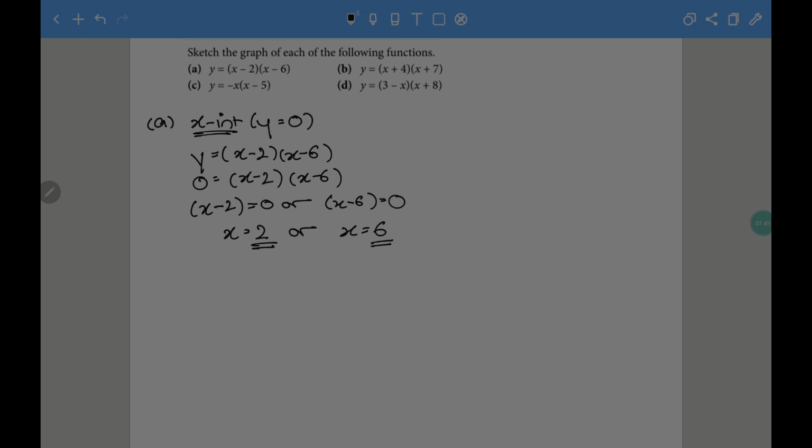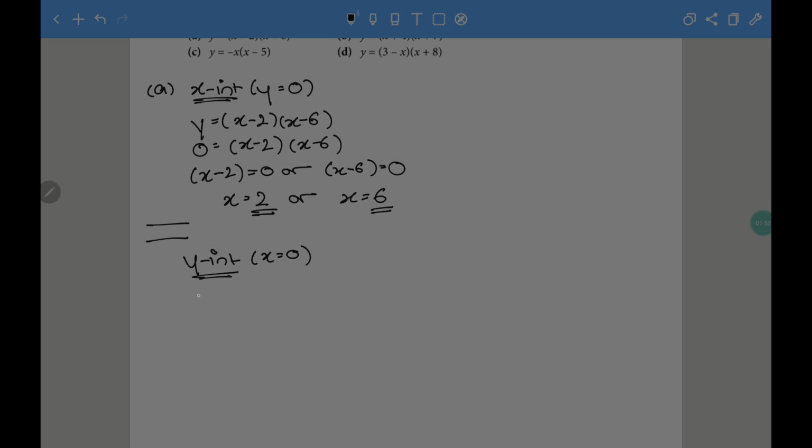I want to solve for my y-intercept. On your foolscap paper, my advice is you leave a line. The y-intercept is where x equals 0. So write down the equation, y equals (x minus 2)(x minus 6). Now sub in x equals 0 and get the value of y. Negative 2 times negative 6 is positive 12.